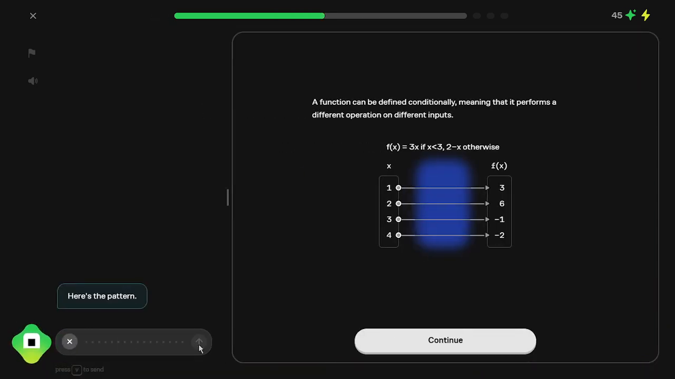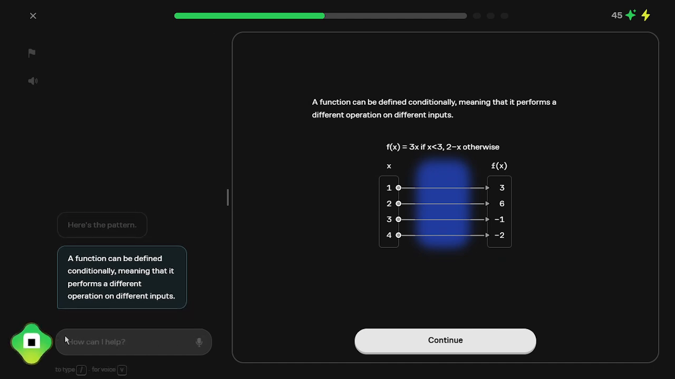Here's the pattern. A function can be defined conditionally, meaning that it performs a different operation on different inputs. See how that works?